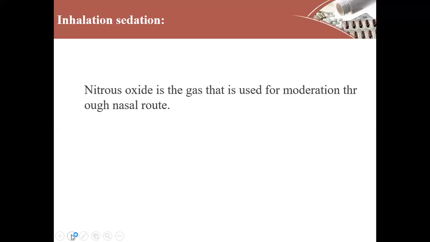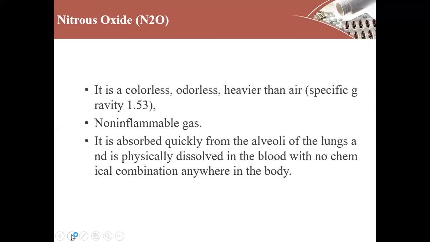So inhalation sedation, most commonly we use nitrous oxide. Nitrous oxide is the gas that is used for sedation through a nasal route, and it is colorless, odorless, heavier than air, and specific gravity is around 1.53. It is a non-inflammable gas. It is absorbed quickly through the alveoli of the lung and is physically dissolved in the blood with no chemical combination anywhere in the body. That is one of the major advantages of using nitrous oxide.